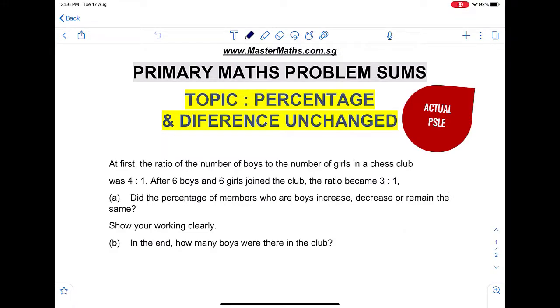Now this right here is an actual PSLE math question from one of the past years. Let's discuss. At first, the ratio of the number of boys to the number of girls in a chess club was 4:1. After 6 boys and 6 girls joined the club. Take note, the number of boys and the number of girls who join are equal in numbers. Both are 6 respectively. After 6 boys and 6 girls joined the club, the ratio became 3:1.